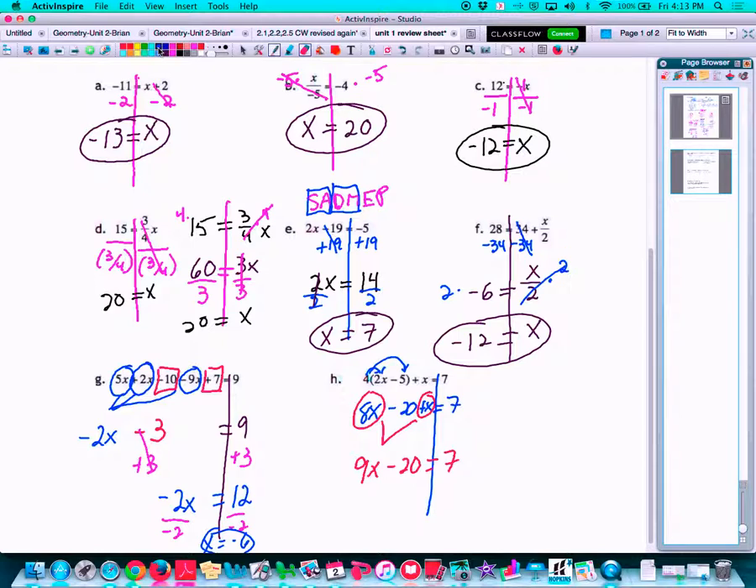All right, now we will go ahead and solve, undoing the subtracting or adding first. We're going to undo the subtracting of 20 by adding 20. So now we've got 9x is equal to 27, and we will divide both sides by 9 and run out of space here, but x is equal to 3.